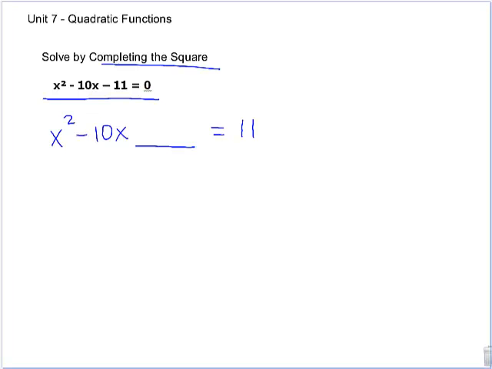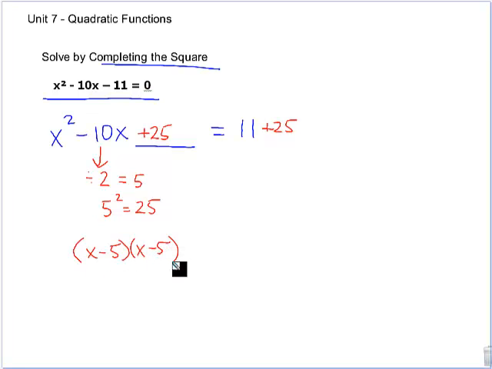Now we have to complete the square. So we take our middle term. We first divide our middle term by 2 to get 5, and then we take our 5 and square it to get 25. So we would add 25 onto both sides. By adding 25 onto both sides, x squared minus 10x plus 25 factors down to x minus 5 times x minus 5, otherwise written as x minus 5 squared. This is then equal to 11 plus 25, which is 36.